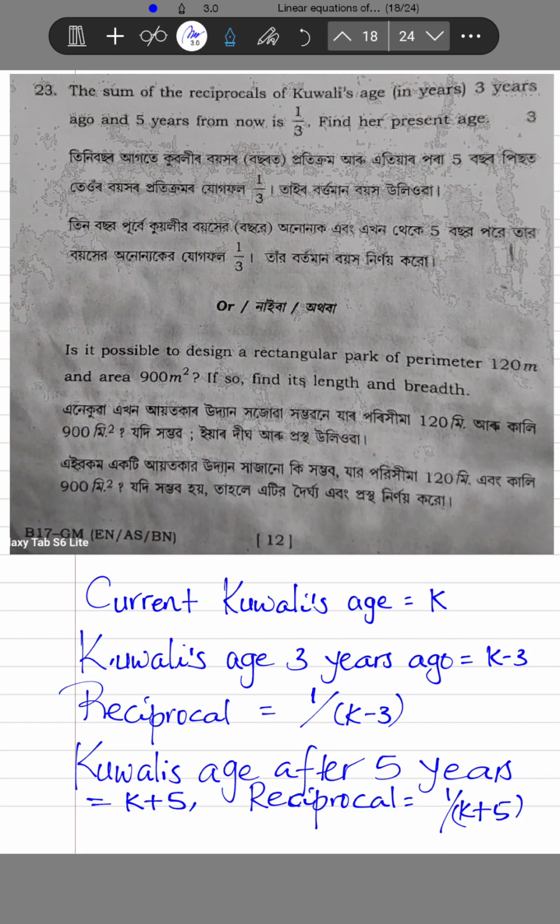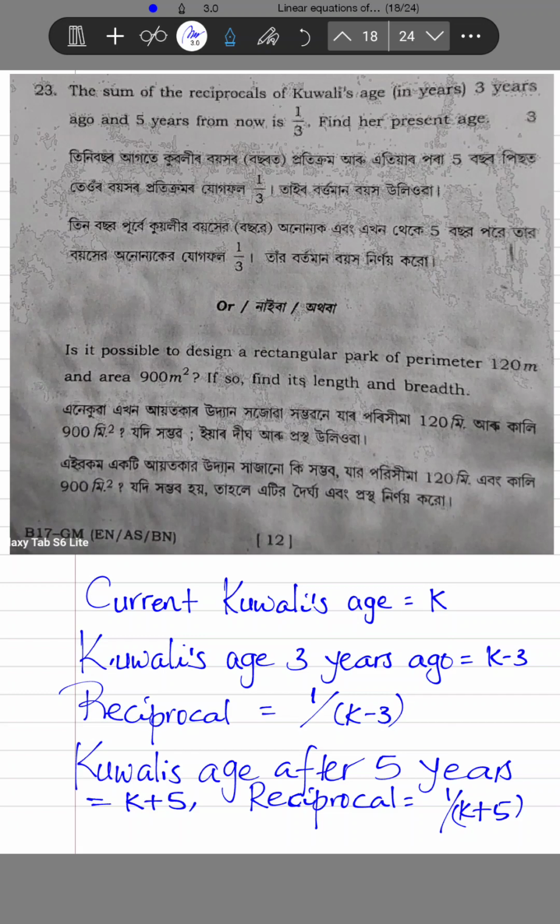The second one is also one involving a quadratic equation and looking into the valid answers or domains of that equation. Is it possible to design a rectangular park of perimeter 120 meters and an area of 900 meters square? This is just asking if it is possible or not. If that is possible, we need to find the length and breadth of this park. Let's do the first question.